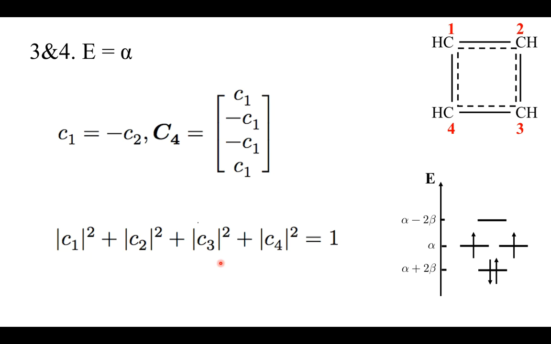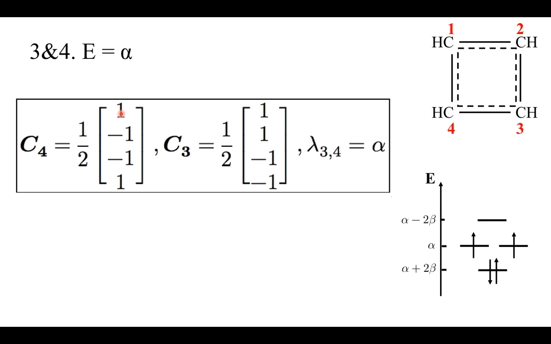And this means that C4 is going to be 1/2, and then we have 1, negative 1, negative 1, and 1. And C3 is equal to 1/2, 1, 1, negative 1, and negative 1. And you can easily calculate the inner product of these two vectors. As you can see, 1 times 1 is 1, plus 1 times negative 1 is negative 1, so it's going to be 0. Then negative 1 times negative 1 is going to be 1, plus negative 1 times 1, which is 0. So these two are orthogonal to each other.